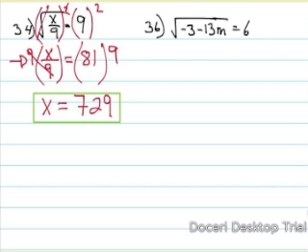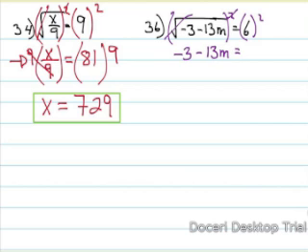Second one, another radical equation. We want to start making sure the radical is all by itself, which in this case it is, and then we're going to square both sides. So again, when you square a square root, they cancel out, and you just have negative 3 minus 13m equals 6 squared is 36. Down to a two-step equation.